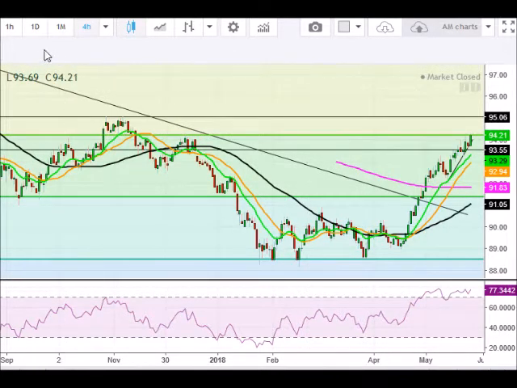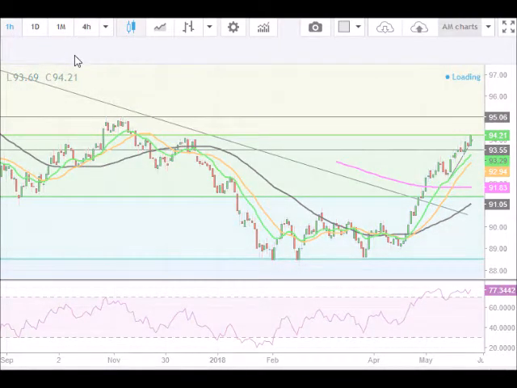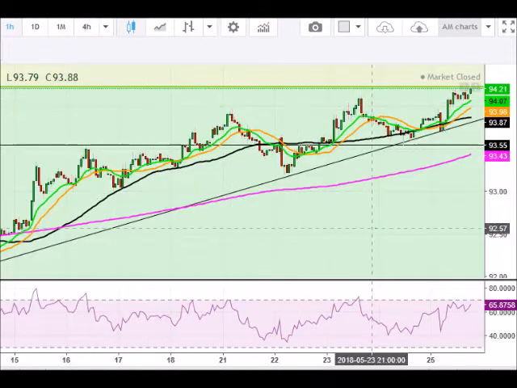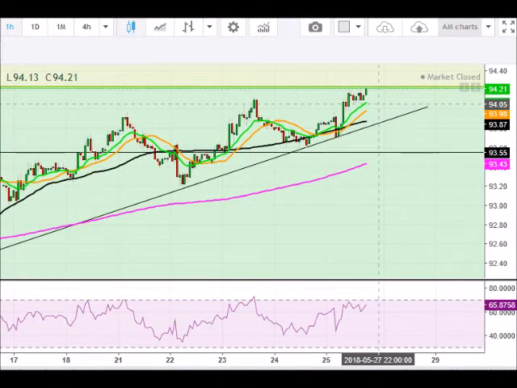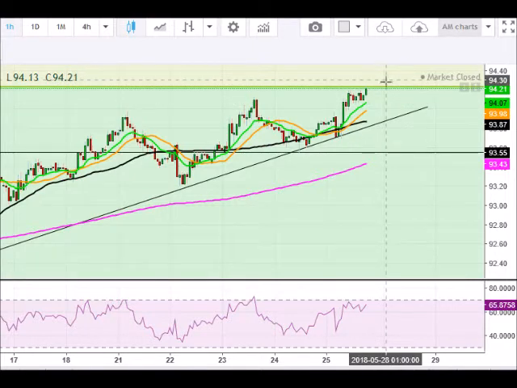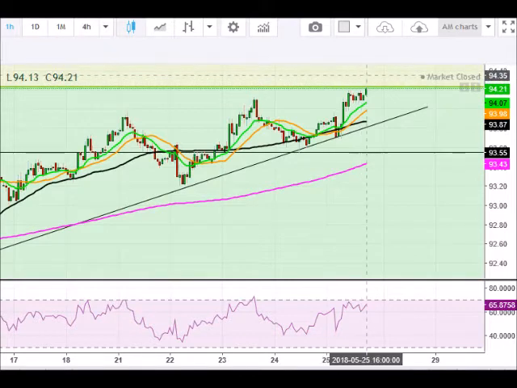Now, firstly, if we go to our hourly time frame, I expect to see at least a little bit of a pullback here down to 94.05. If we hold that level, then we should look for another push above the recent highs around the 94.22 up to around the 95.06, 95.05 level before we do see a nice reversal.